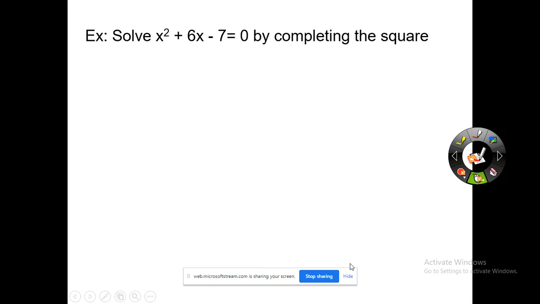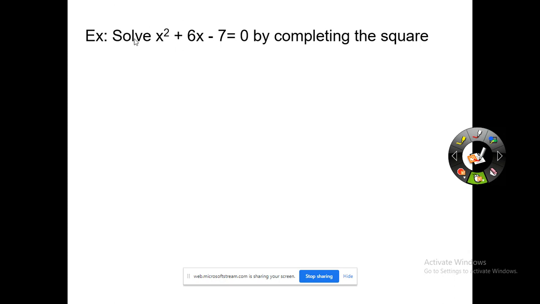As I told you, you're going to tell me, Mister, I can solve it by S and P, why are you doing this to me? So for example, this one, I can do it by S and P. Look, S is 6 and P is minus 7. Minus 1 times 7 gives me minus 7, and if I add them, it's equal to 6. So yes, it works, but my question says solve by completing the square.